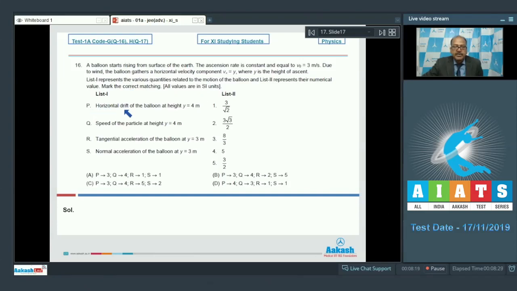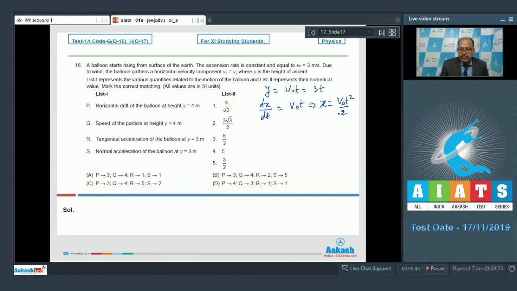So the first information is about horizontal drift of the balloon at height y equal to 4 meter. So we have to find the drift of the balloon when the height y is 4 meter. So dy by dt is constant, that is 3 meter per second. So we can say y is equal to V0 into t, or simply 3t. Now Vx is dx by dt. So dx by dt is y, that means V0 t, which gives us drift x equal to V0 t square by 2.